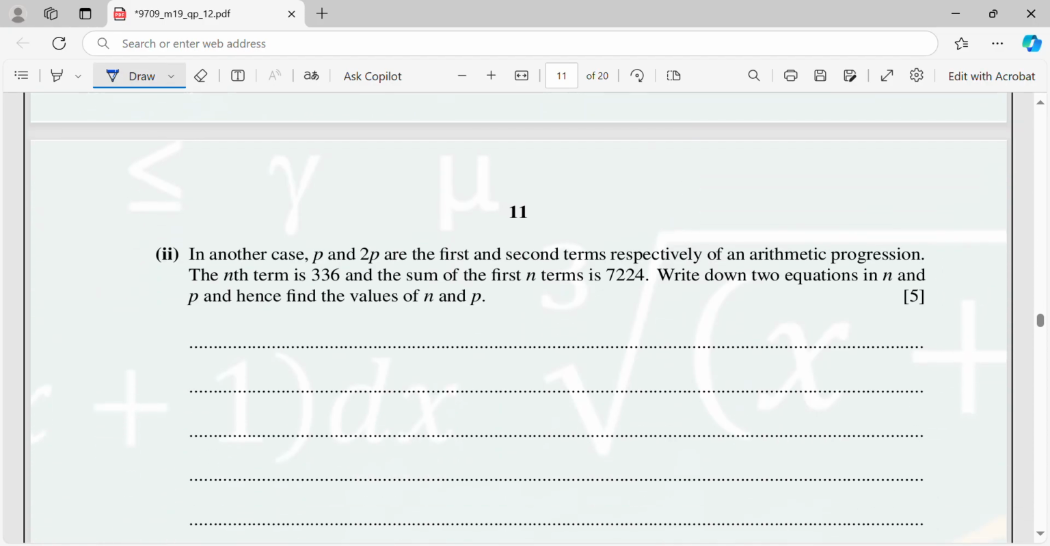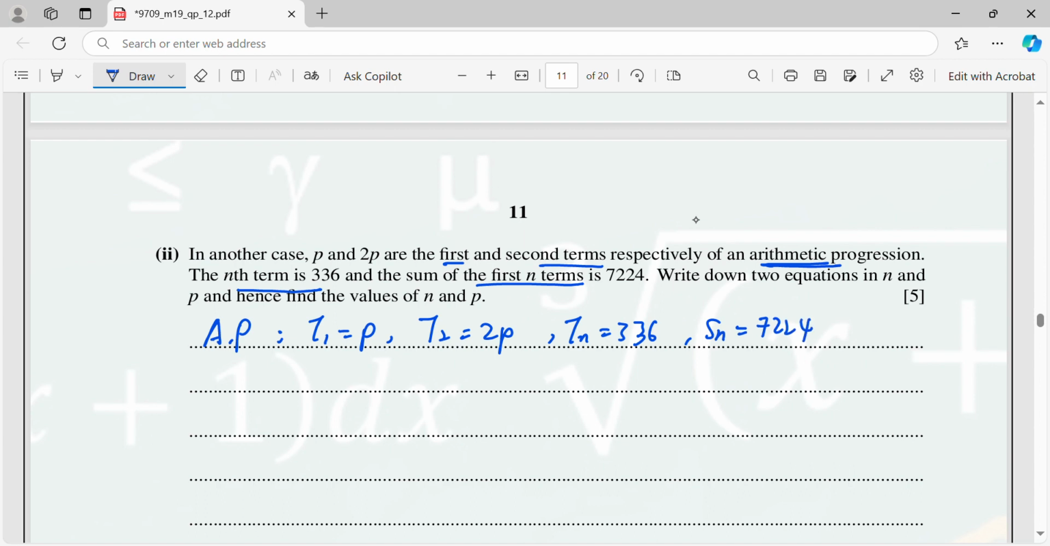Part 2, in another case, p and 2p are first and second terms respectively of an arithmetic progression. So this is arithmetic progression. First term is p, second term is 2p. Now the nth term, Tn, is 336. Sum of the first n terms, Sn, is 7224. Now write down two equations in n and p, and hence find the two values.